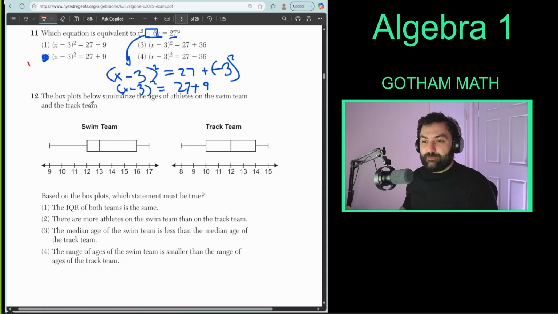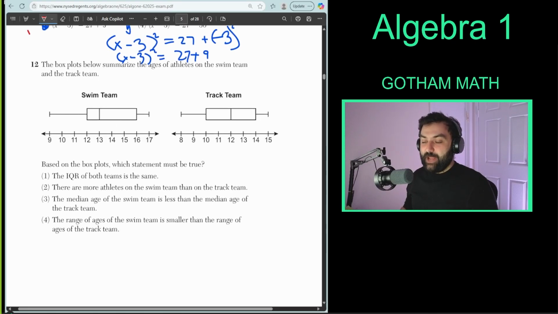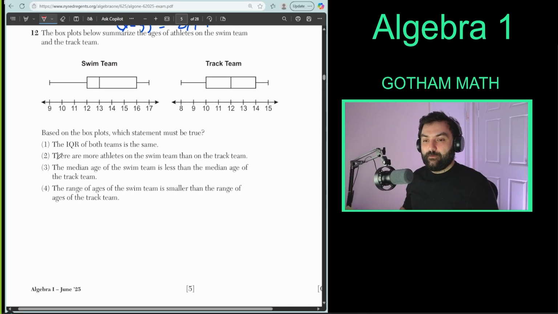The box plots below summarize the ages of athletes on the swim team and the track team. Okay, so this is what? Box and whiskers. Those things are whiskers. Based on the box plot, which statement must be true? Okay, IQR on both teams is the same. IQR is the interquartile range. Okay, there are more athletes on the swim team than the track team.